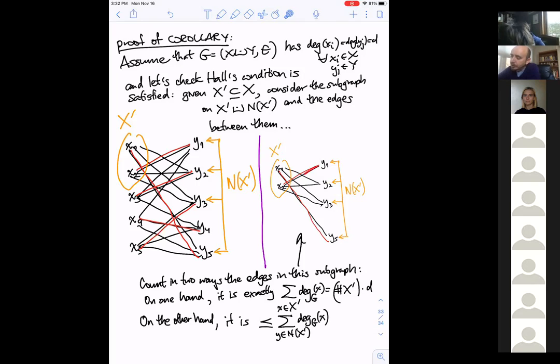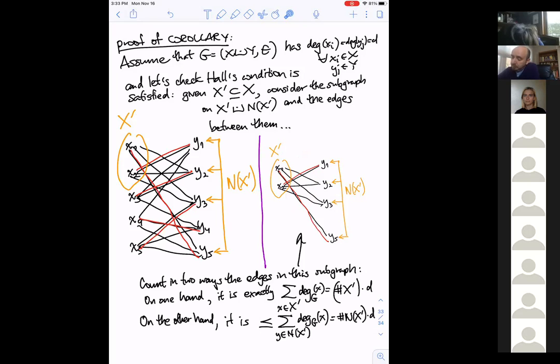Because when you look at these, how many edges in this smaller graph are coming out of them, it's sometimes fewer. It's at most the original number. Originally they each had 3 coming out. Well, in this subgraph, some are 1, some are 2. It's at most the 3. So the size of N(x') times d is an upper bound for how many edges we have in the middle here. Do you see how I got that?